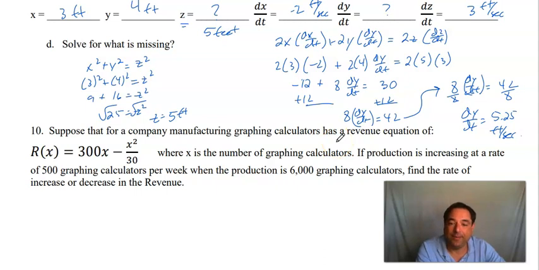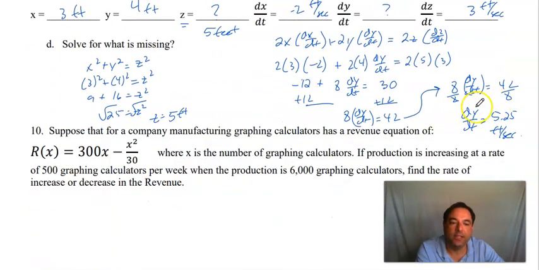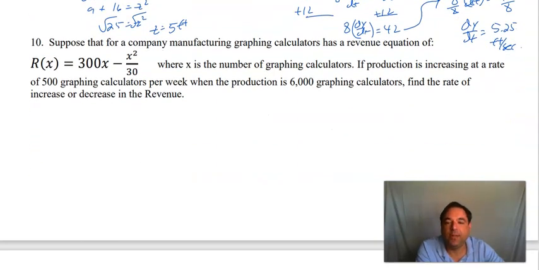Now, let's work on number 10. So for number 10, it's a similar problem. And again, the end answer is, what is the rate of y? It's 5.25 feet per second. So for number 10, suppose that a company manufactured graphing calculators has a revenue equation of R(x) equals 300x minus x squared over 30, where x is the number of graphing calculators. So our input, to be very clear, x is the number of calculators. Our output is revenue. So we'll write that down.